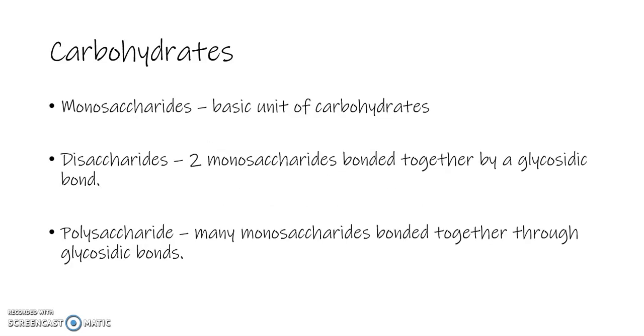Carbohydrates can be broken down into different categories. Monosaccharides are the basic units of carbohydrates, and they have between 3 and 8 carbons, multiple hydroxyl groups, and either an aldehyde or a ketone functional group. Disaccharides are two monosaccharides that are bonded together through a glycosidic bond, and polysaccharides are many monosaccharides bonded together through glycosidic bonds.